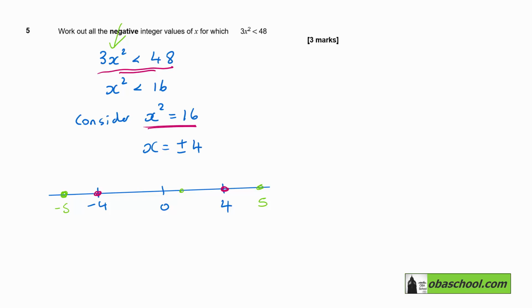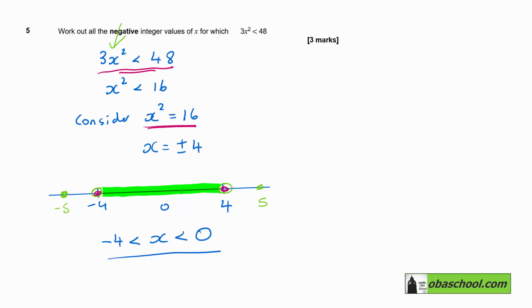So the values that satisfy the inequality are all the values in between here, not including the negative 4 or the 4. If we want the negative values, that means it's going to be between 0 and negative 4. So we can say that x is more than negative 4 and less than 0.